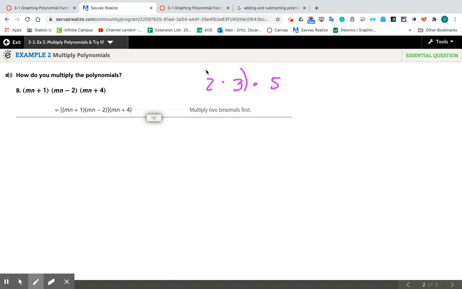If you're multiplying 2 times 3 times 5, nobody, no matter how fast the person is, will multiply three numbers at a time. The person will multiply two of them, doesn't matter which two, that'll be 6, and then that answer times the other number. So here we're going to use the same idea. We're going to multiply those two first, and then whatever that answer is, we'll multiply by this mn plus 4. Okay, so let's pay attention to how it's done.